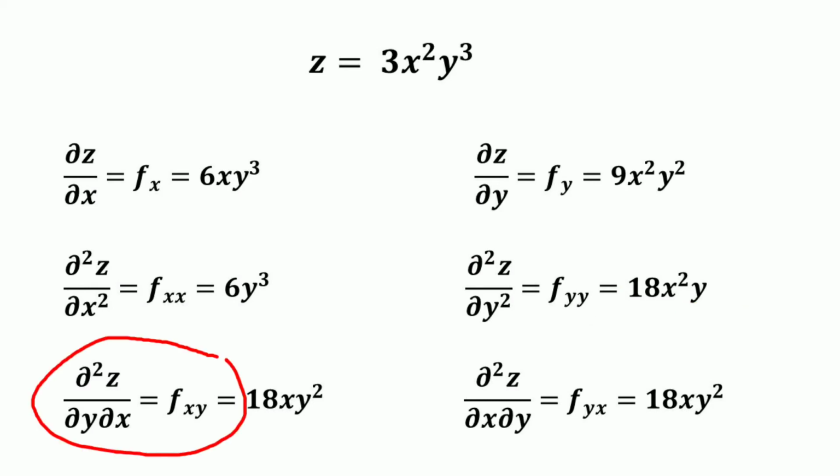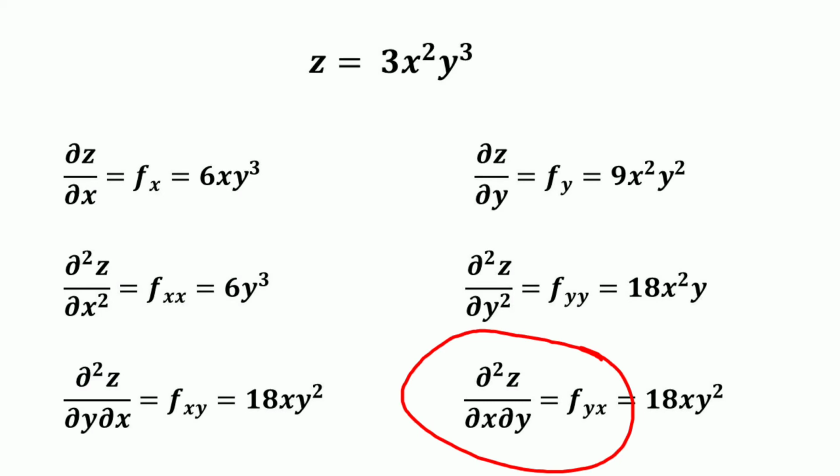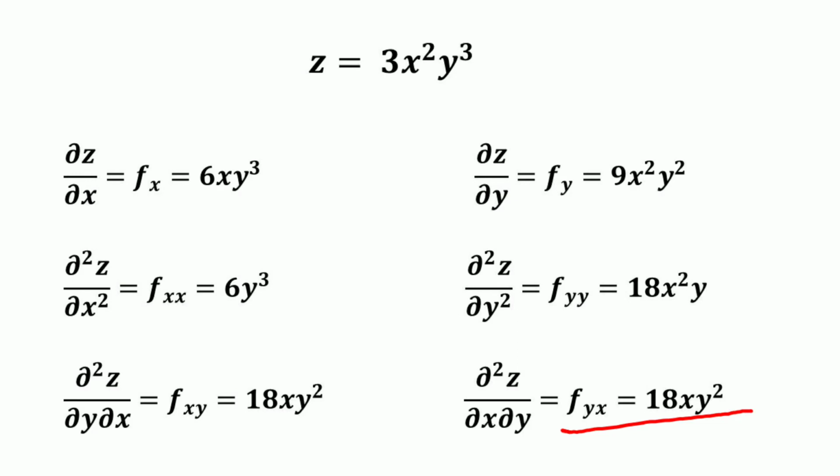Similarly, for the cross partial derivative f of xy, we differentiate the function f of x with respect to y. The f of x is already calculated, that is 6xy cube. Differentiating it again with respect to y, it becomes 18xy square. Similarly, the second cross partial derivative, f of yx, is obtained by differentiating f of y with respect to x, which is equal to 18xy square.